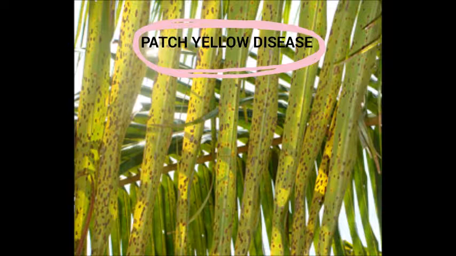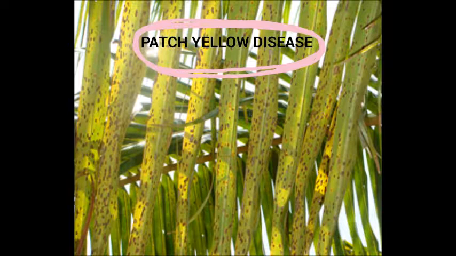The symptom that we can see for patch yellow disease is that parting the tissue of the unopened spear reveals developing lesions. It's circular, brown and has a pale yellow border on it, and the size of the lesion could be 6 to 8 centimeters long. And we know that in patch yellow disease there is no chlorophyll on the leaf.